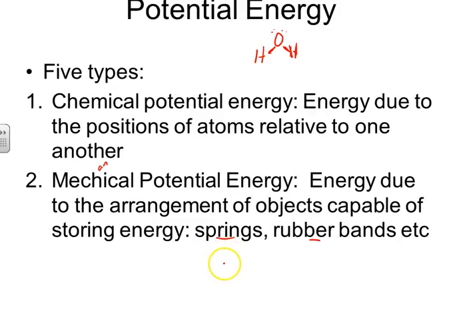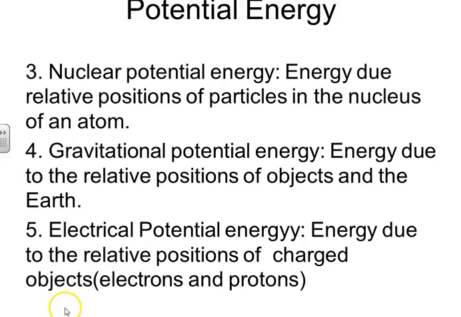Either way, if you push or pull on it, it's going to be storing energy due to the work that you did on it as you stretched it or compressed it. We have nuclear potential energy as a third type. This is energy due to the relative positions of particles in the nucleus of an atom, such as protons and neutrons, but we can get further into that. That's not really part of this course, however.